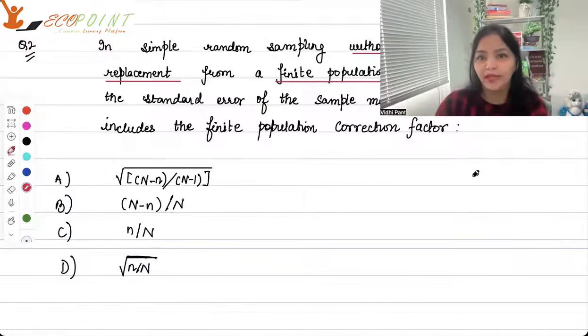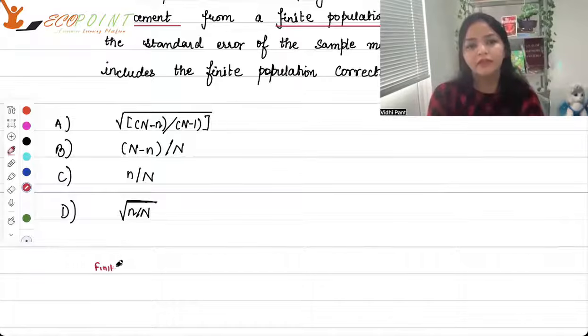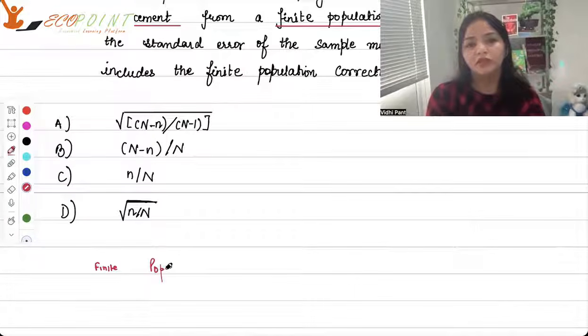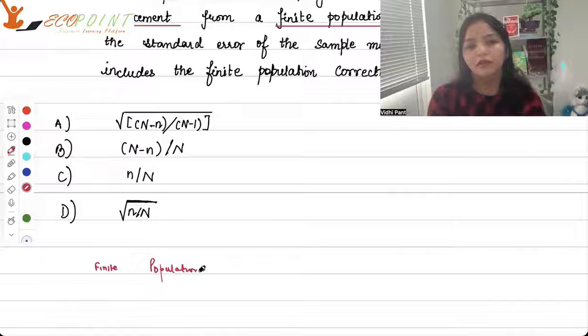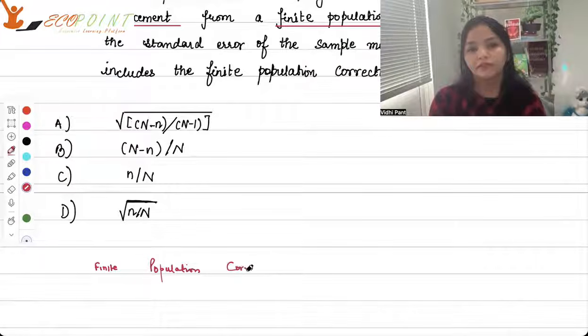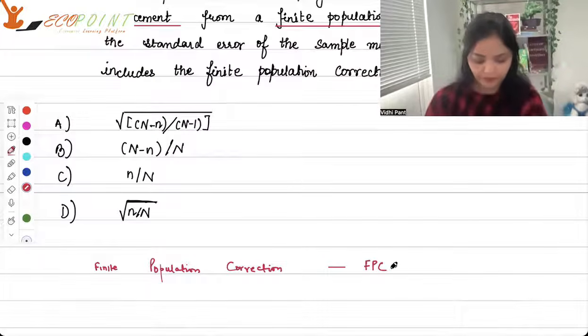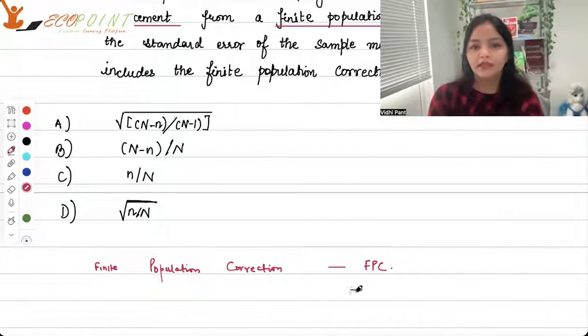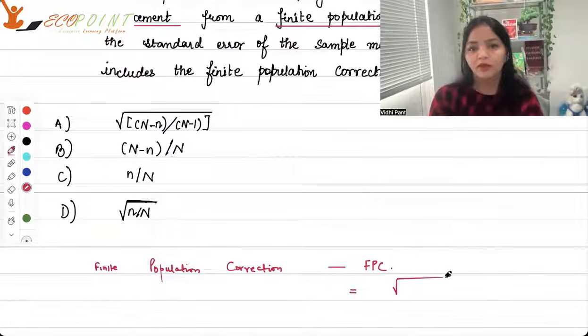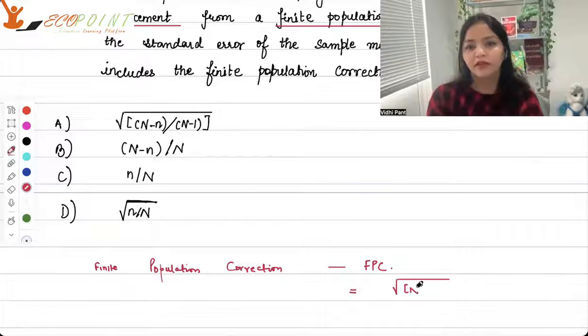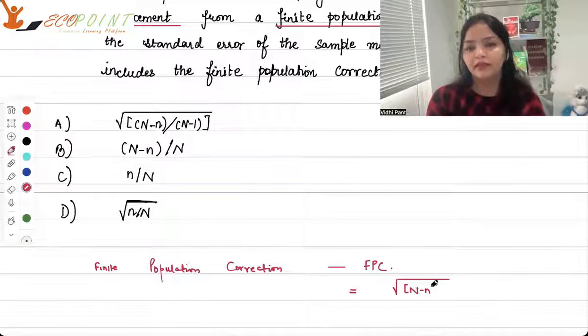But why do we have this? Finite population correction, which is also called FPC, is equal to square root of capital N minus n upon capital N minus 1.